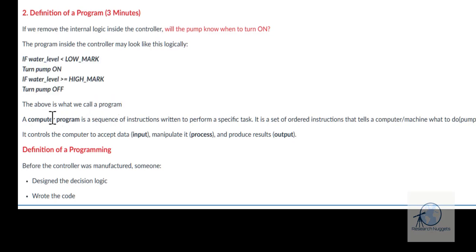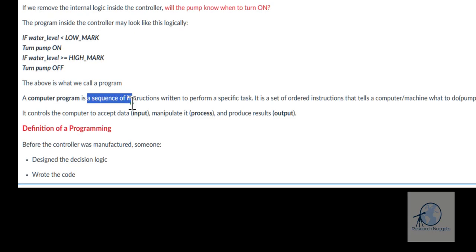So we can define a computer program as a sequence of instructions. You can see these instructions have been written in a certain manner. It's a sequence of instructions that are written to perform a specific task. The task here is to either turn the pump on or off. In other words, we can also refer to it as a set of ordered instructions.